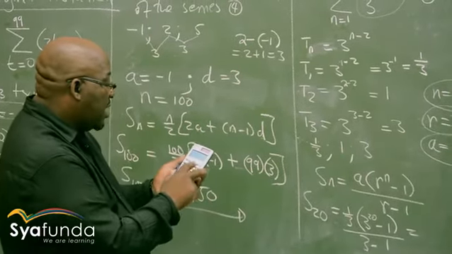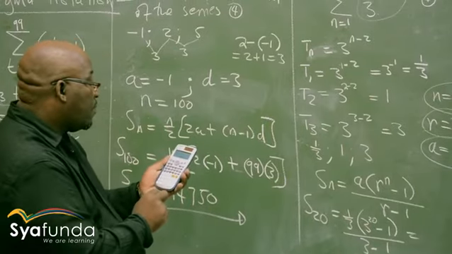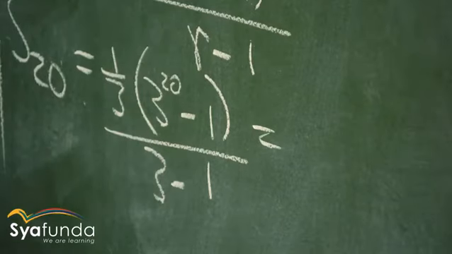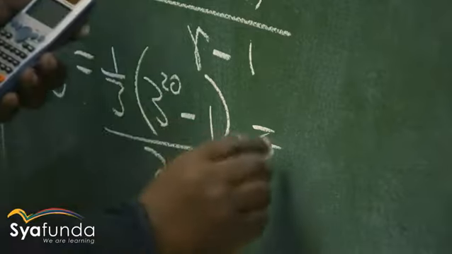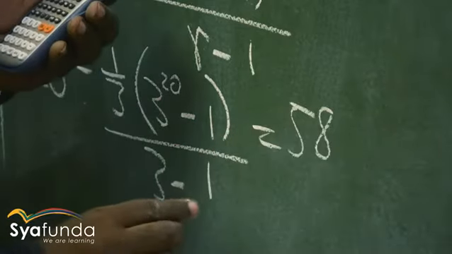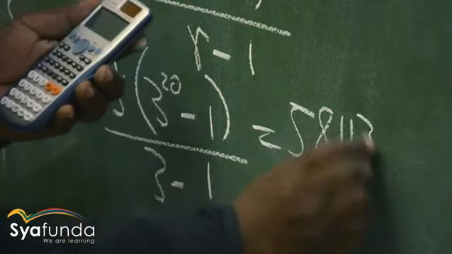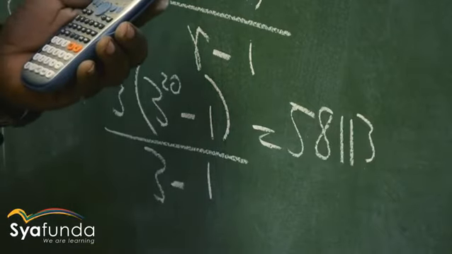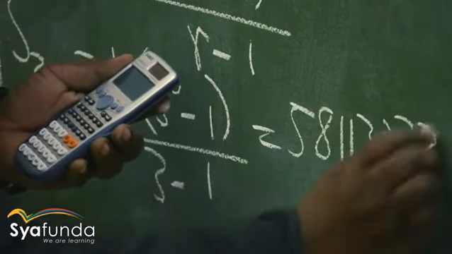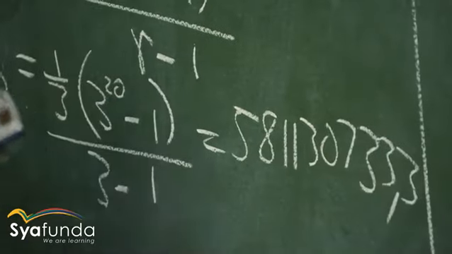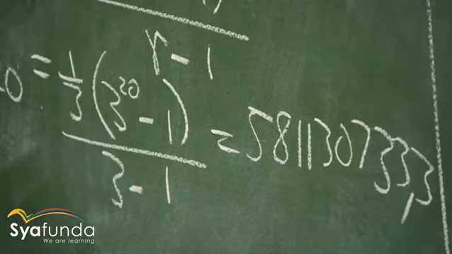Then the final answer will be: the sum of the first 20 terms will be 5 8 5 8 113 0733 comma 3. So the sum of the first 20 terms will give you exactly that value there.